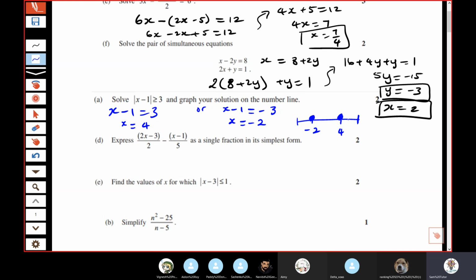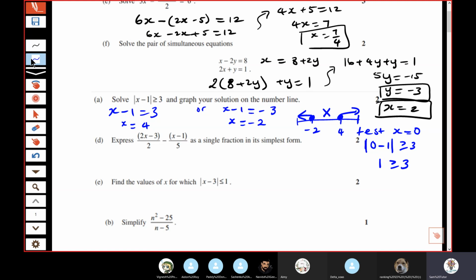And then all you've got to do now is test. Test x equals 0, let's say a number in here. Sub it into the original. 0 take away 1 is negative 1. Absolute value of that is positive 1. Is 1 bigger than or equal to 3? 1 is not bigger than or equal to 3, so 0 does not work, which means they're running away.